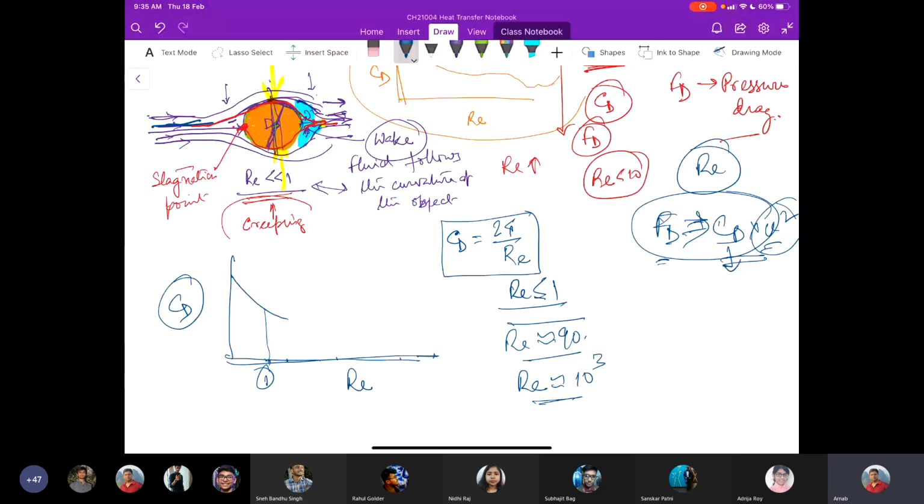So do not confuse this. The thing that we are mentioning is the CD, or the drag coefficient. In this range as well, there is a decrease in the CD.